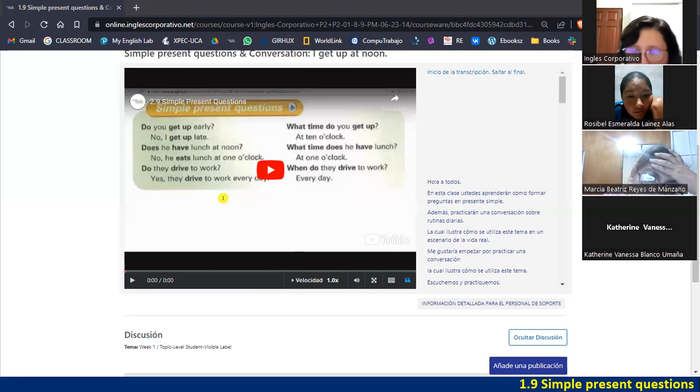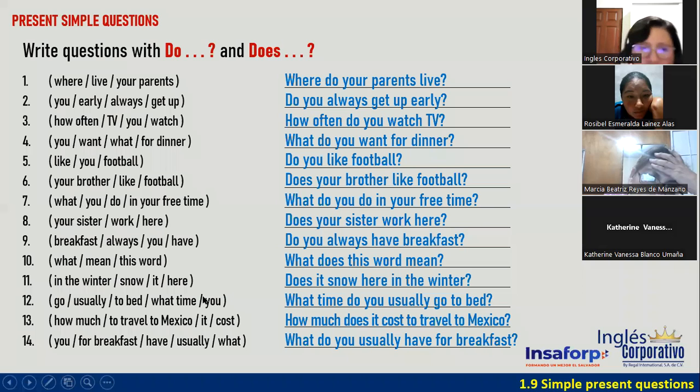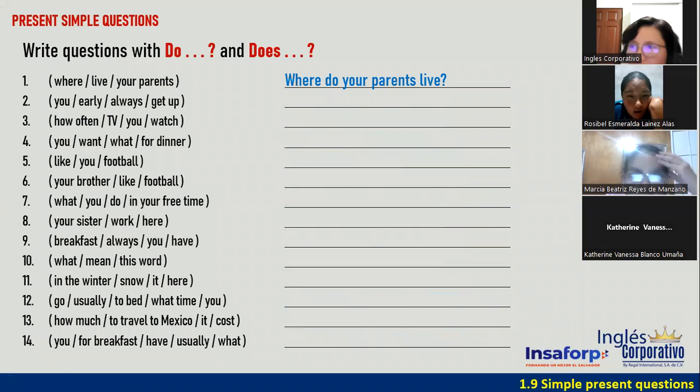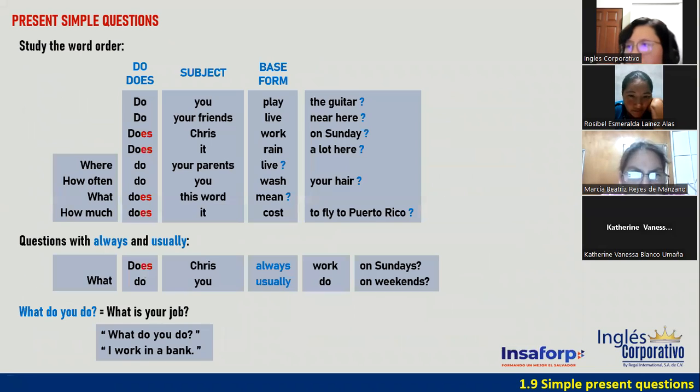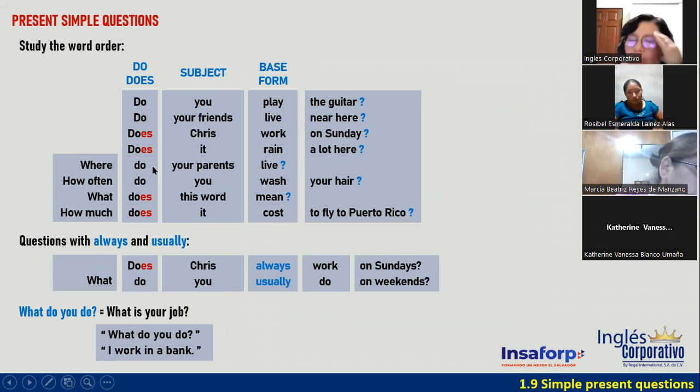¿Verdad? Como por ejemplo en este caso, miren. Si yo vengo y traigo ya como aquello de decir, voy a revisar cuál es la estructura. Y si yo digo, ok, voy a preguntarle a esta persona dónde trabaja. Entonces, yo sé que mi fórmula es where, WH word, do, auxiliary, you, subject, work, verb. Where do you work? ¿Verdad?